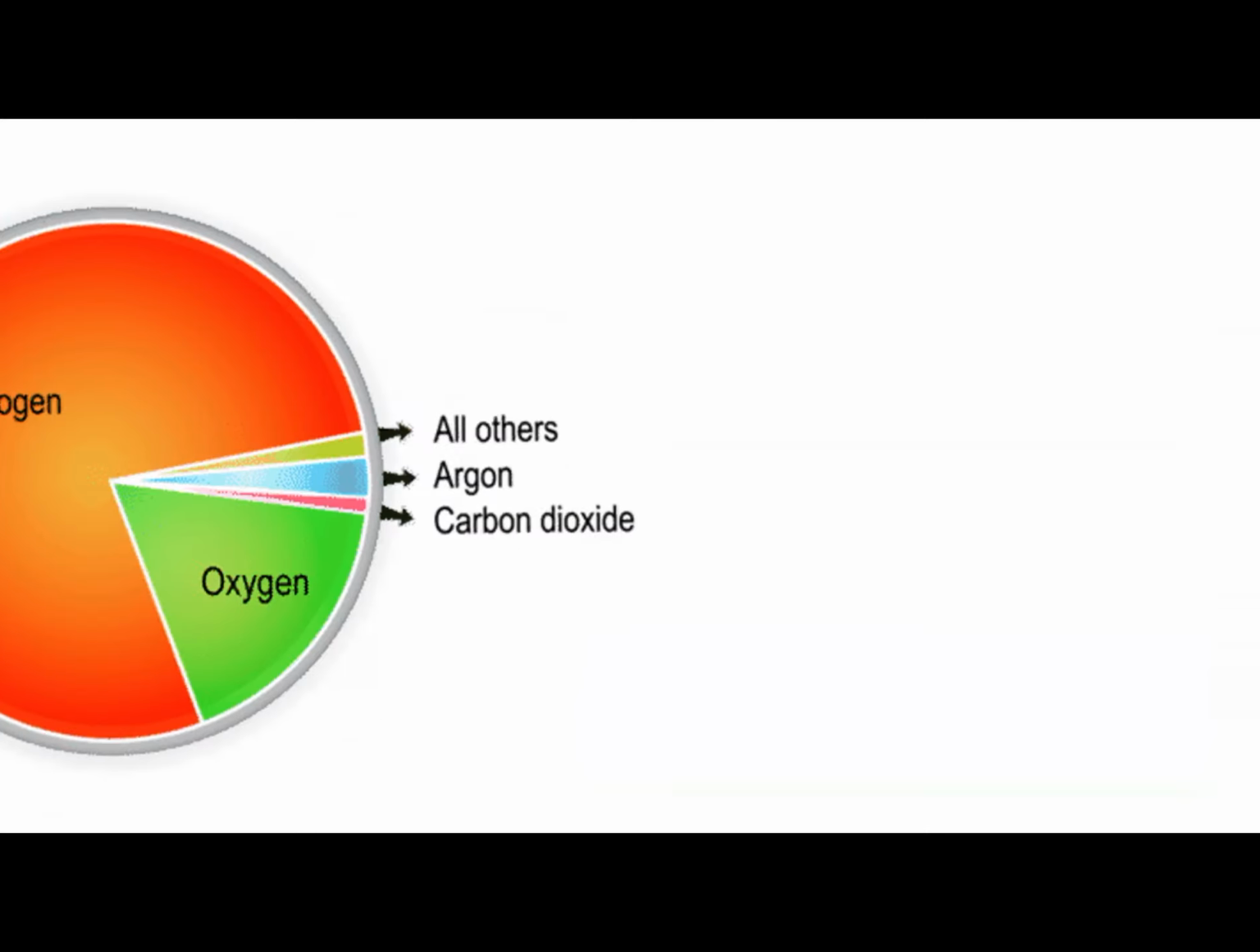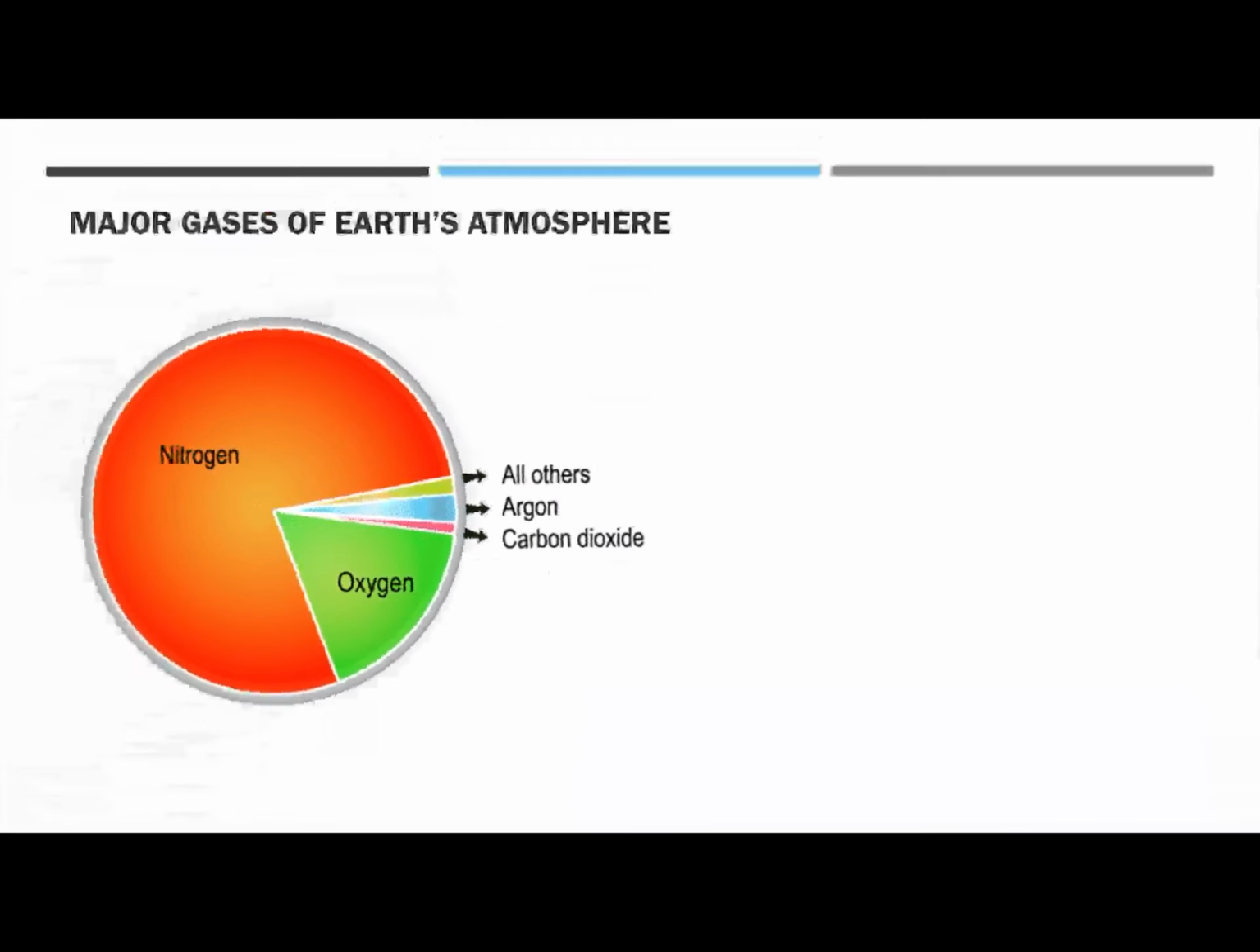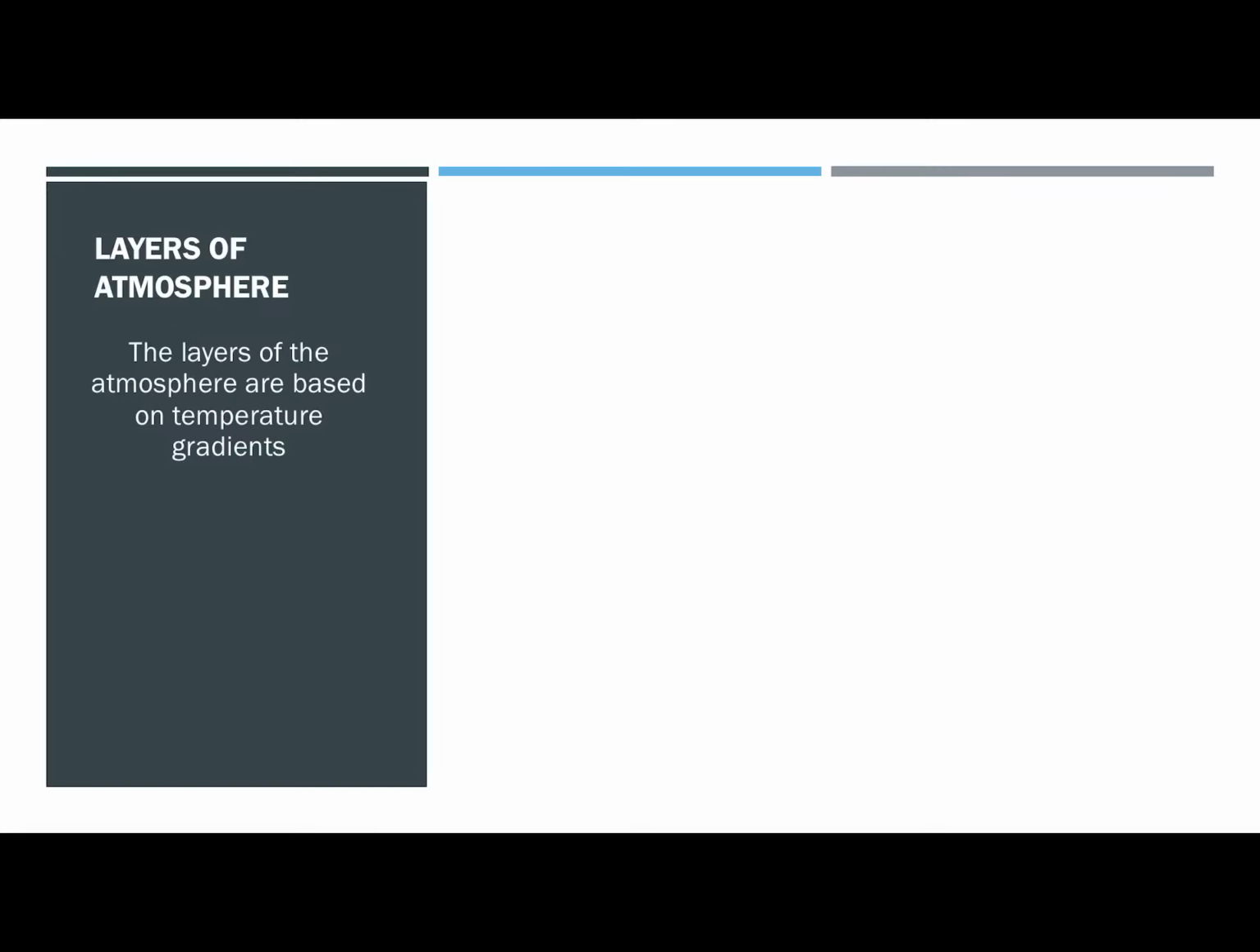As we learned in the nitrogen cycle, nitrogen is our most abundant gas in the atmosphere at about 78%. This doesn't leave much for the other gases, but as one would expect, oxygen makes up about 20% of our atmosphere, and all that's left is for the other gases: argon, carbon dioxide, and then a little bit for any remaining gases. So, our layers of the atmosphere.